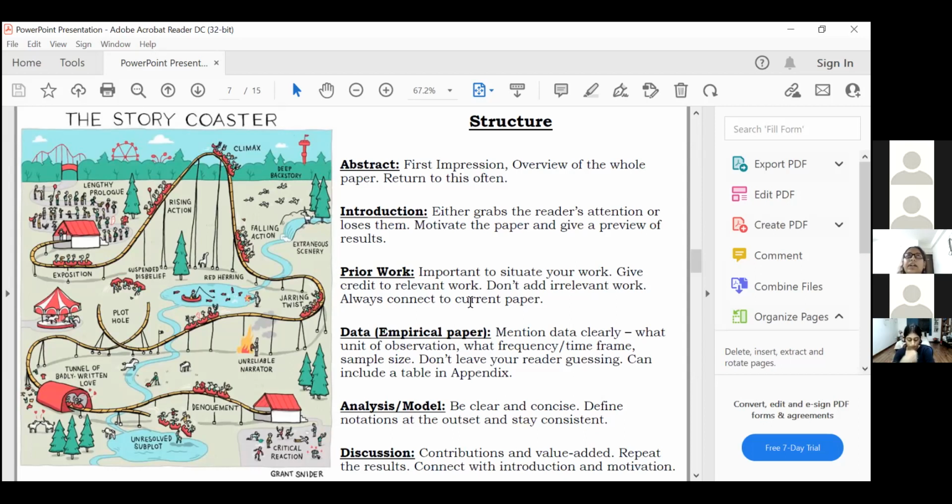If you're writing a theory paper, then you would be building off a model. So obviously, the seminal paper in that area, as well as other papers that have also built off that model, and how those are different from what you are doing.